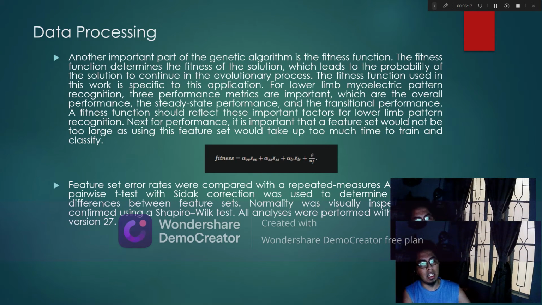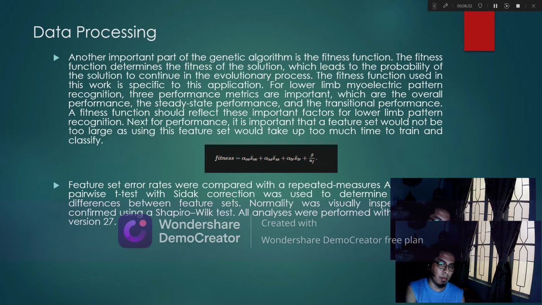Another part in their algorithm is the fitness function. The fitness function determines the fitness of the solution, which leads to the probability of it continuing in the evolutionary process. The fitness function used in this work is specific to this application.